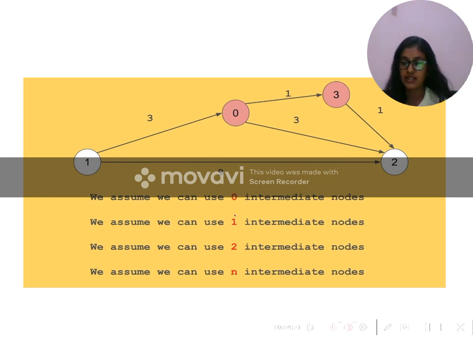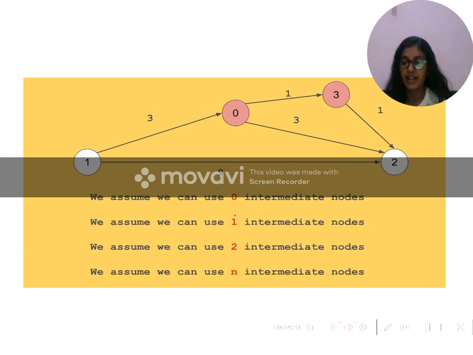So, I can give you no intermediate node in the beginning. So you can say I can go directly from 1 to 2. And then now we are allowed to use only one intermediate node between 1 and 2, so you can update your distance to 6. Then I gave you 2 nodes, and then you can say, hey, I can update this value to 5.